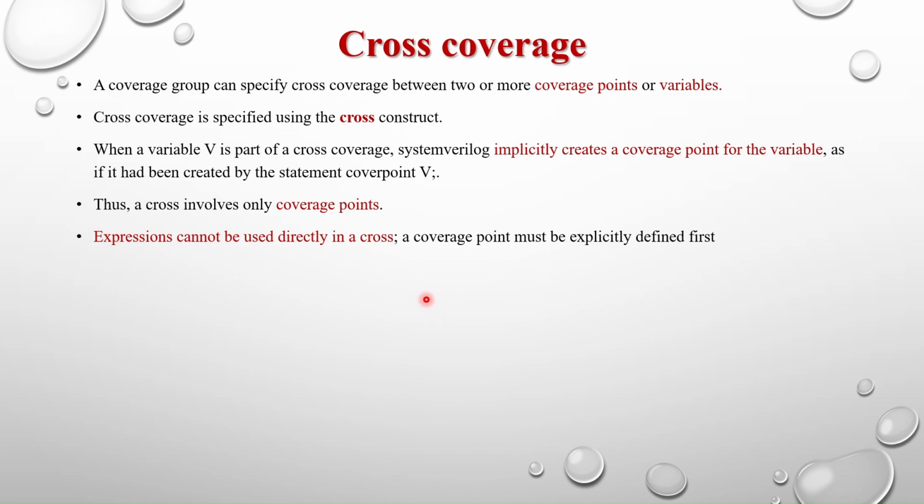Okay, I'll show you in the example. The syntax to write the cross coverage is the cross coverage label and cross, this is the construct, and here more than two coverage points or variables can be used: cover point 1, cover point 2, cover point n. So more than two coverage points or variables we can include here.